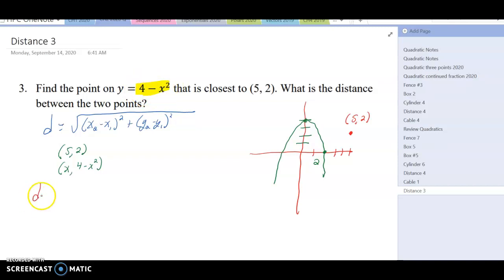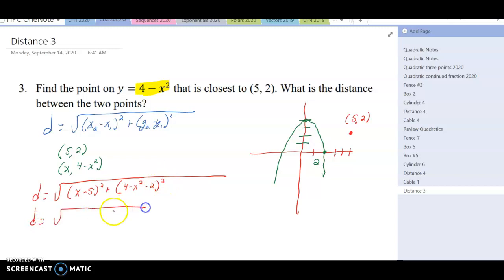So we're going to use the distance formula. Our function d is equal to the square root of (x minus 5) squared plus (4 minus x squared minus 2) squared. Doing a little simplifying, we get the square root of (x minus 5) squared plus (2 minus x squared) squared. And we want to find the minimum distance here. So we're going to go to our graphing calculator again and type in this green highlighted function.